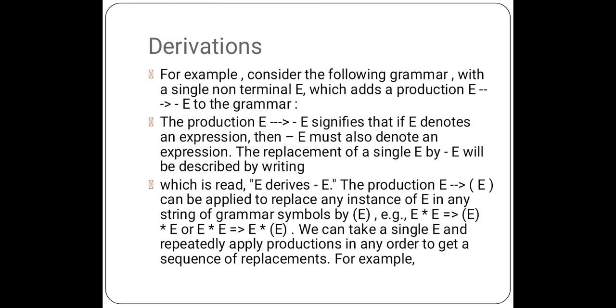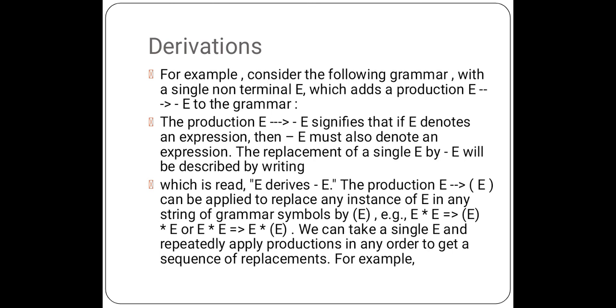And then in this example, we have two examples. The first one: E derives minus E. In this first example, we convert the capital E to minus E. We call it the replacement of single capital E by minus E. The second example is E gives E with nested parenthesis, which means from E we derive E with nested parenthesis.